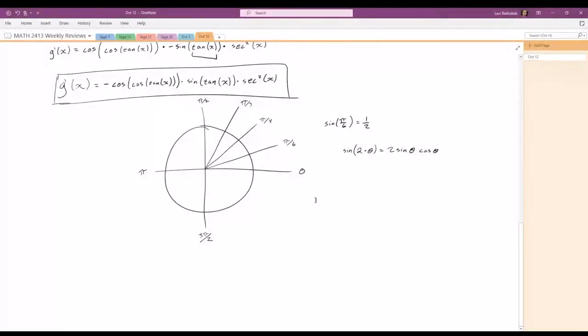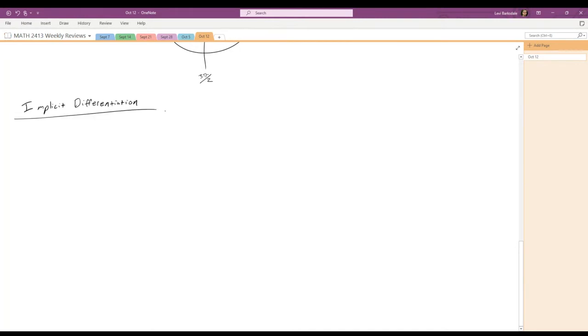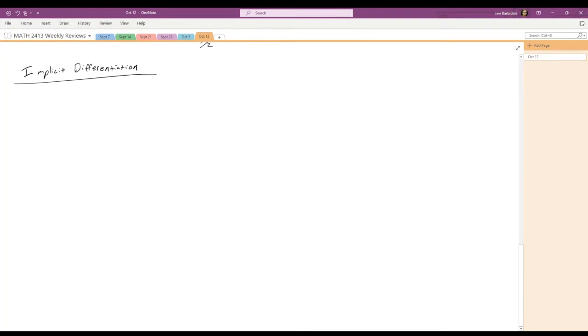Let me share OneNote again. All right, perfect. Here we go. Now we'll talk about implicit differentiation. You've been doing some of this in class. The reason implicit differentiation is useful is because it lets us take the derivative of functions where we don't have y equals. So what if we don't have y equals?